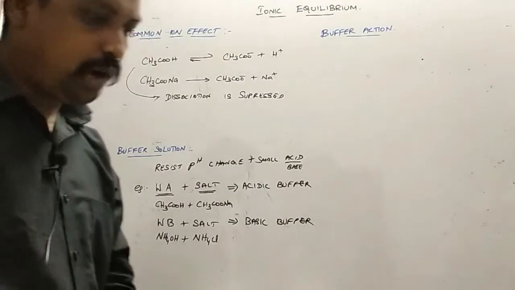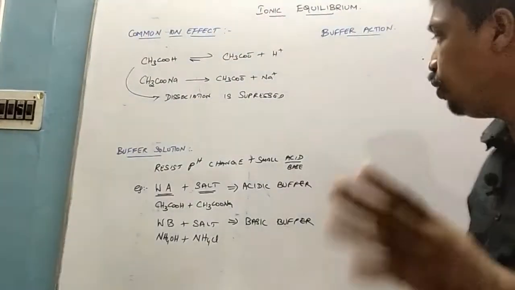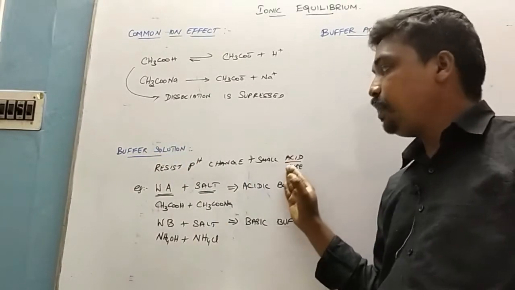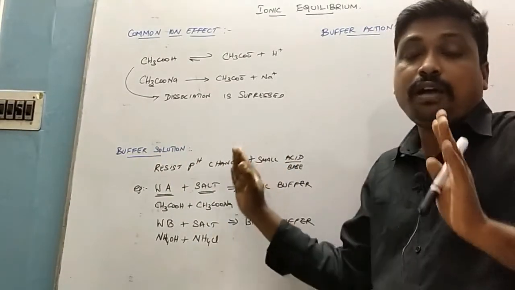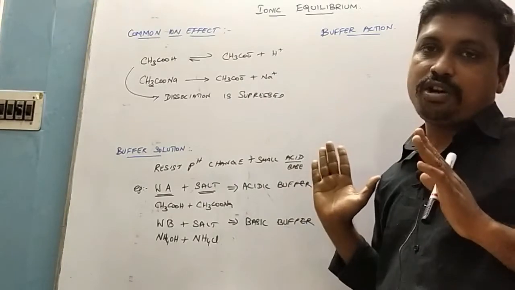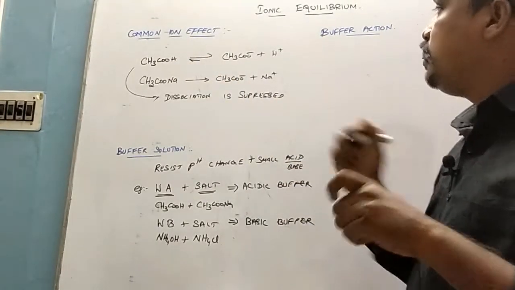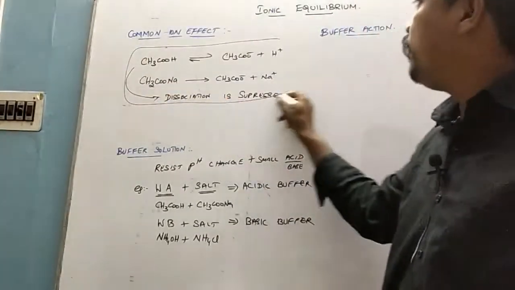Very good. Now, how does a solution maintain the pH when acid or base is added? How it is maintaining the pH constant, we are going to discuss here. See here, this is already discussed. This is the common ion effect, and also it is an example for acidic buffer.